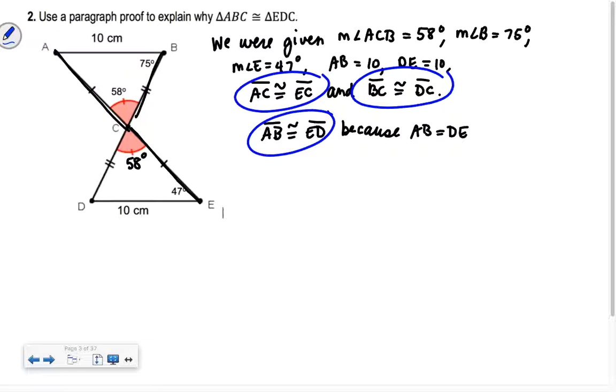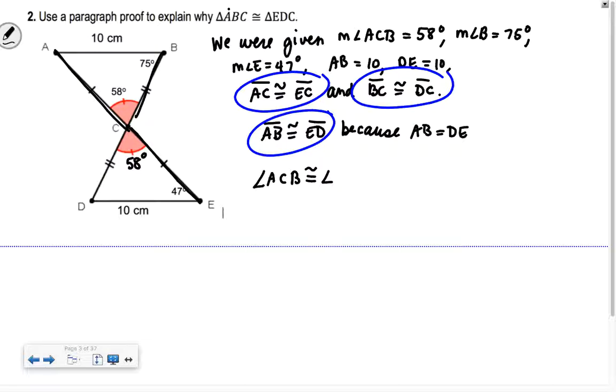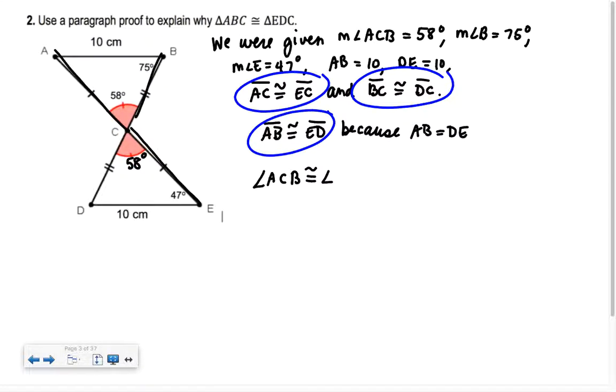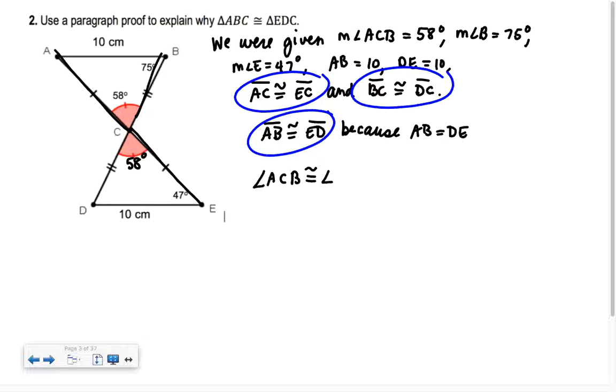Okay, now we need to work on the angles. So we know that angle ACB is congruent to angle, let's go in the same order. So if I did ACB, 1, 3, 2, then I want to do 1, 3, 2 in that order as well. So I want to say ECD. Why are those two congruent to each other?